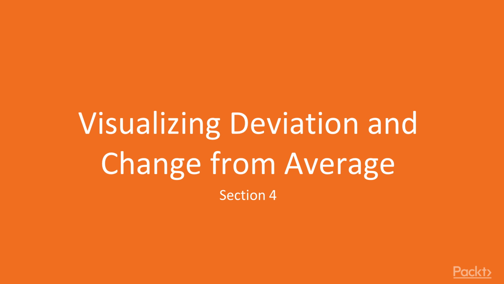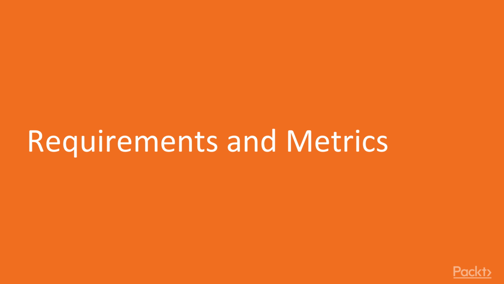Welcome to the next section of my course on Power BI. Here we will look at how to visualize deviation and change versus average. In particular, we will look at how the performance of individual shops compares to each other and to the company's overall performance. We will start by looking at requirements and figuring out which metrics will help us answer this question.